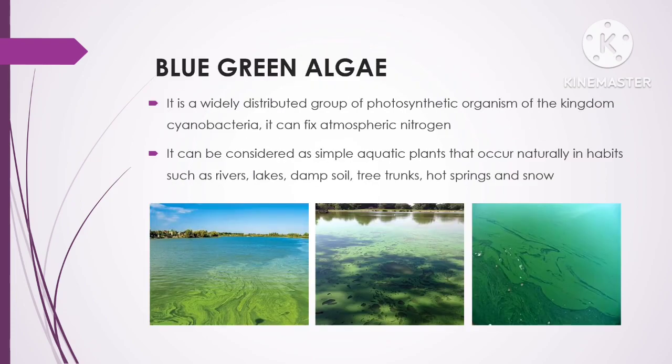Second, blue-green algae. What is blue-green algae? It is a widely distributed group of photosynthetic organisms of kingdom Cyanobacteria. It can fix atmospheric nitrogen. It can be considered as simple aquatic plants that occur naturally in habitats such as rivers, lakes, damp soil, tree trunks, hot springs and snow.